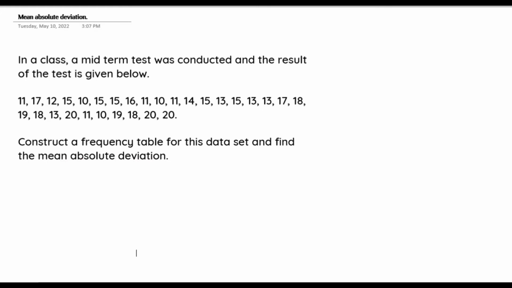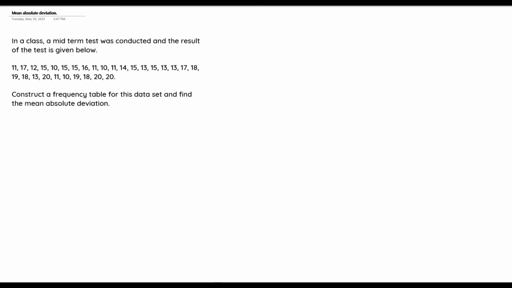So before we actually construct the frequency table, we need to know the formula for the mean absolute deviation also. So the mean absolute deviation formula right here is going to be equal to summation f times the modulus of xi minus x bar, divided by summation f. So in our frequency distribution, we are going to be considering the expression xi minus x bar. We are also going to be considering the modulus of xi minus x bar, and then f times the modulus of xi minus x bar.